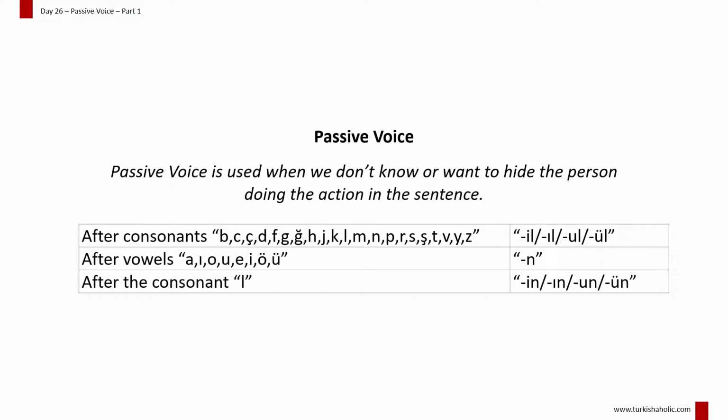Sometimes the person or the thing that is doing the action is made clear and sometimes it's not clear. When we don't know who or what the action is performed by, we use the passive voice. In English, the passive voice is done with to be plus verb 3. In Turkish, we have a suffix added to the verb root. The suffix changes for verb roots that end in consonants, vowels, certain consonants, and of course, vowel harmony.